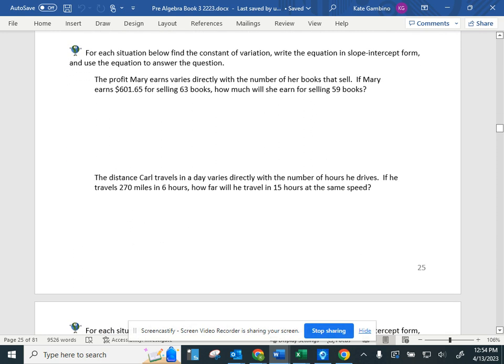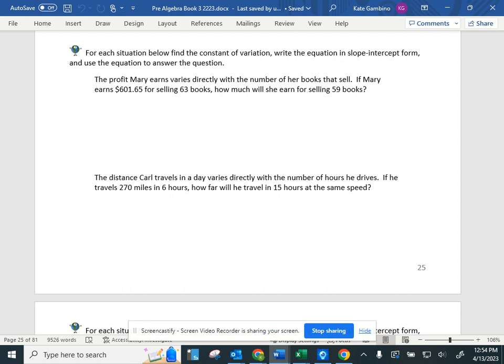For each situation below, find the constant of variation, write the equation in slope-intercept form, and use the equation to answer the question. The first thing we have to do is find our y and our x. So remember that y is the output, the x is the input. The input is what we are changing. So let's look at our first problem.